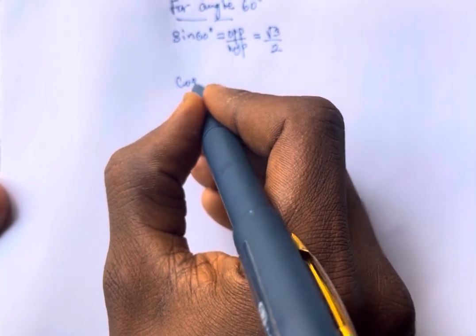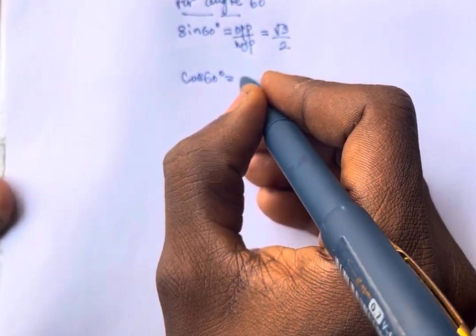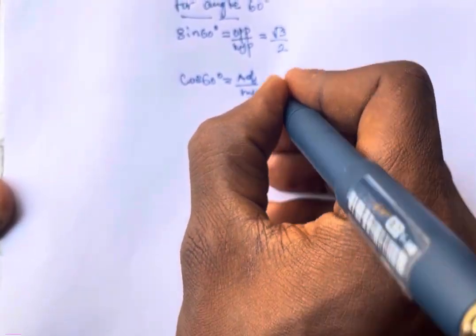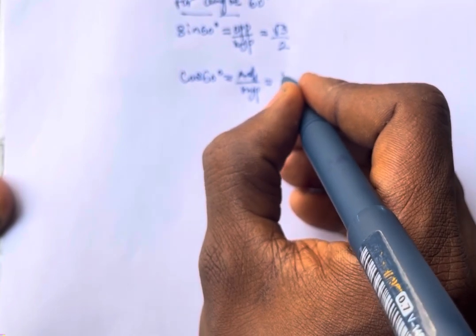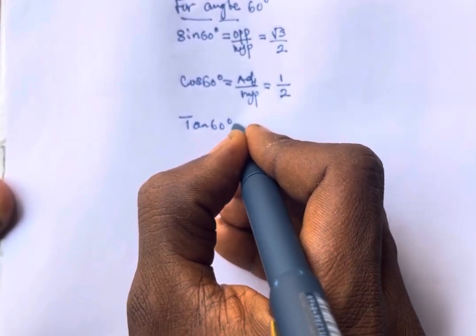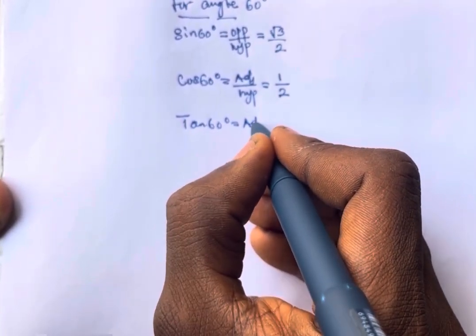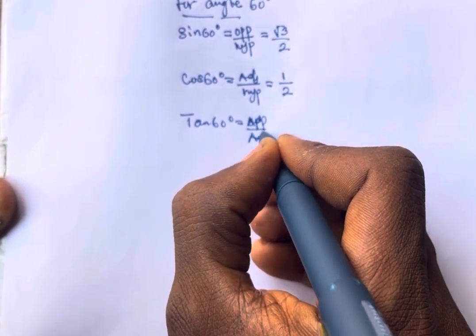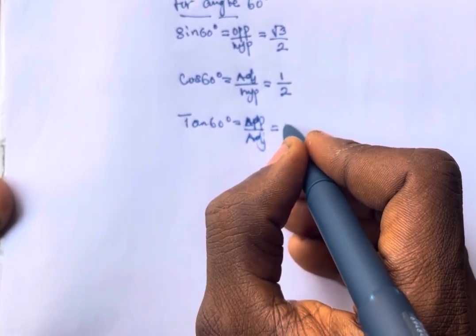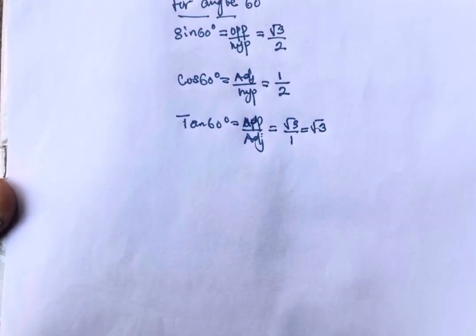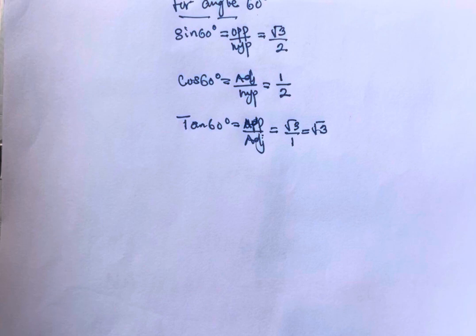Then cos 60 degree is equal to adjacent over hypotenuse, and that is 1, and our hypotenuse is 2. Then tan 60 degree is equal to opposite over adjacent, and that is root 3 over 1, which is equal to root 3. These are the trigonometry ratios of the special acute angles of 60 degree and 30 degree.